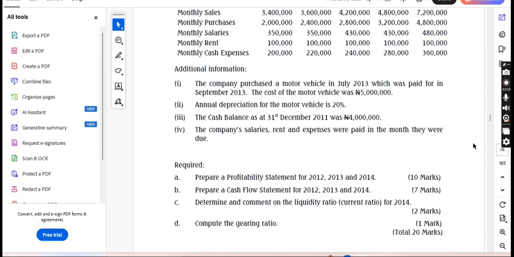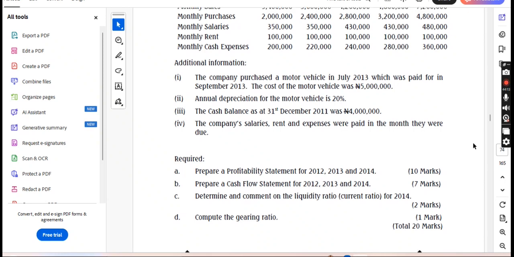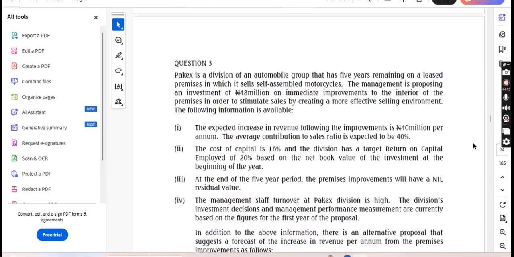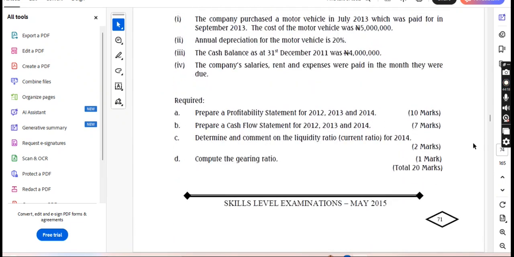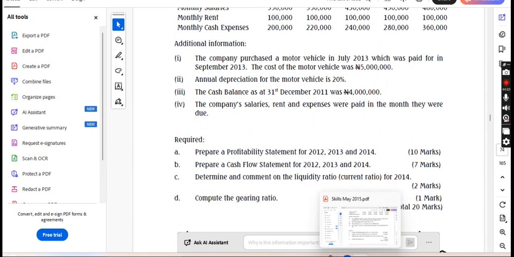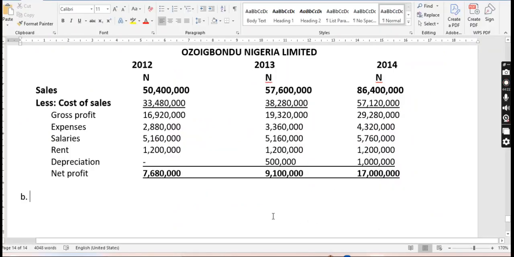It could be cash budget. It could be cash flow statement. So you should know what you want to do, right? The first one is what? 10 marks. Imagine you have 10 marks out of 20 marks, right? Now, the next one is 6 marks. Cash flow statement.